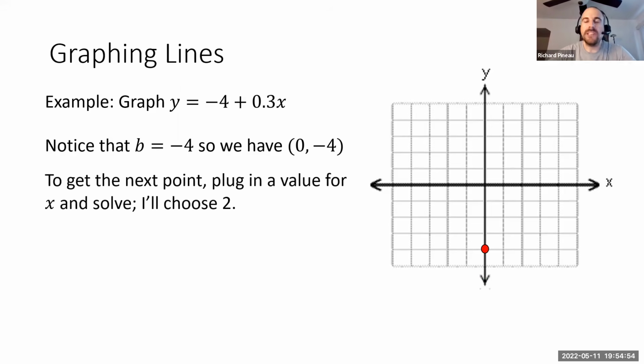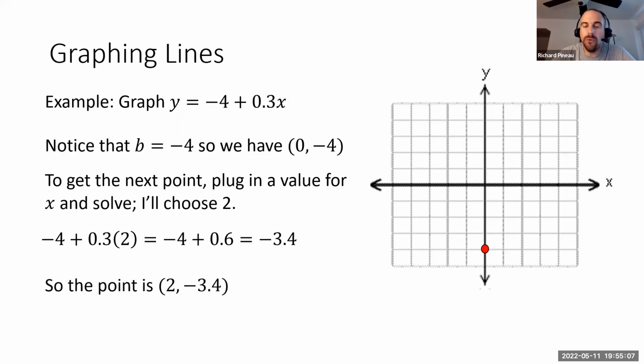Then I'm going to plug in a value for x, any value I want. So I chose 2. When we plug that into the equation, what comes out is -3.4. So my point is (2, -3.4). So 2 means I go 2 units to the right on the x-axis and then down 3.4. So somewhere about there. Now, there are my 2 points. Now I connect them. And so there's my line.